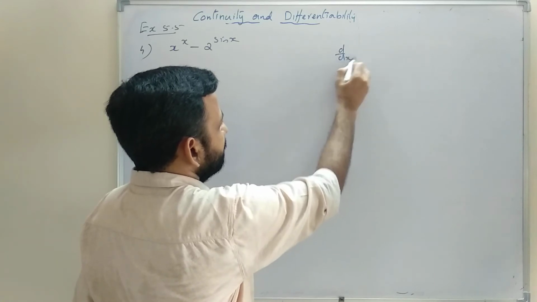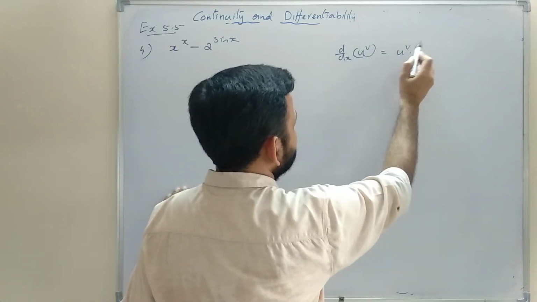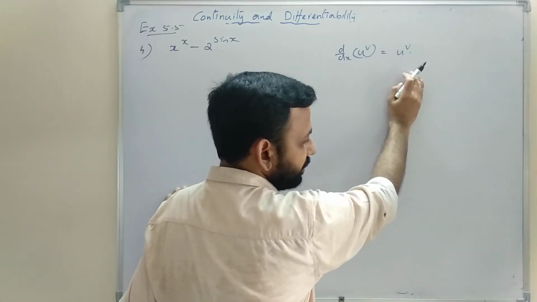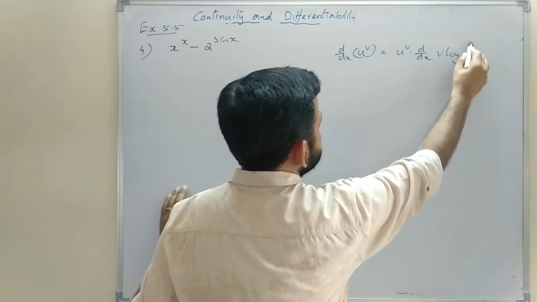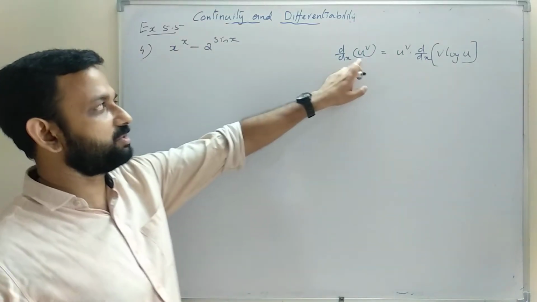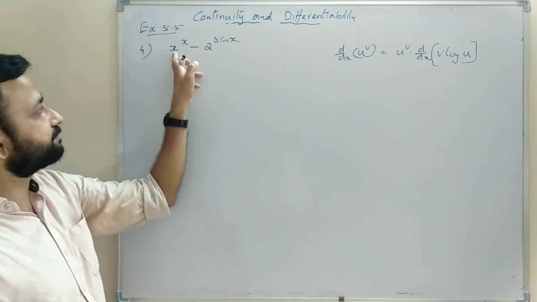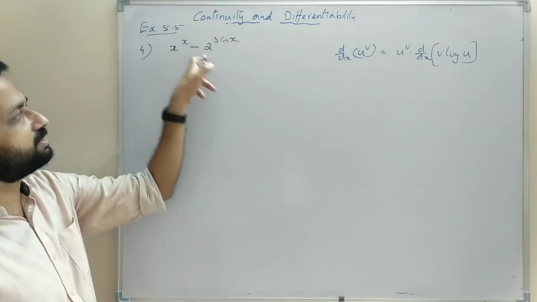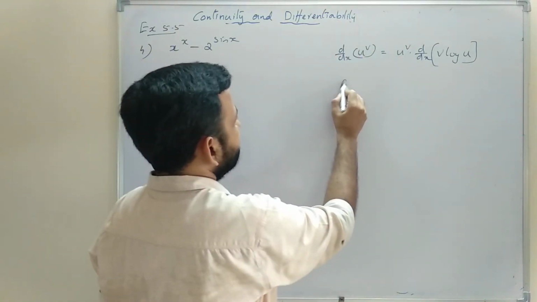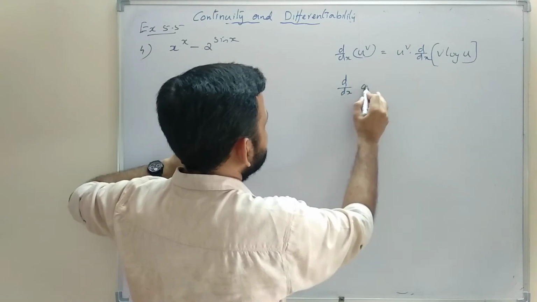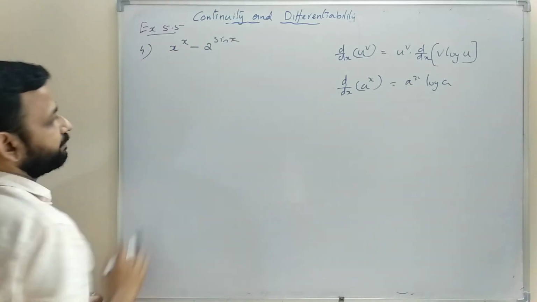d by dx of u raised to v is equal to u raised to v into d by dx of v log u. So here for both the functions, x raised to x, we use this, and in the second part I think we can use the formula d by dx of a raised to x is equal to a raised to x log a. So that formula we can use here in the second part.